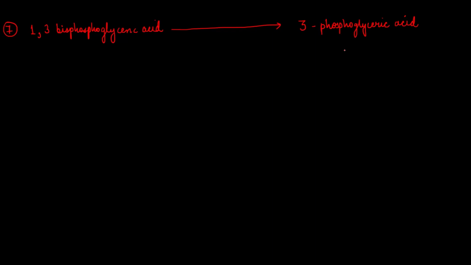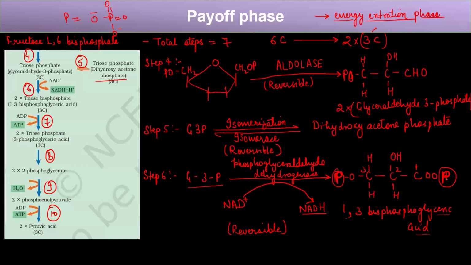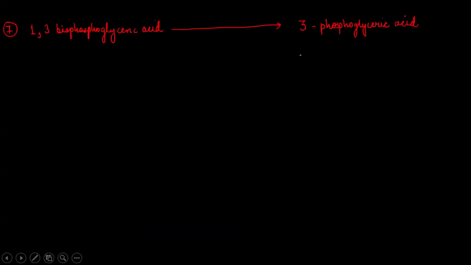Again, it's 3 carbon and we have glyceric acid. So it will look similar, just like this, except it will not have a phosphate group at the first position. So this is your first, second, third. It will have a phosphate group only at the third carbon, not at the second carbon. Okay. So this is how it will look. This is 3-phosphoglyceric acid.